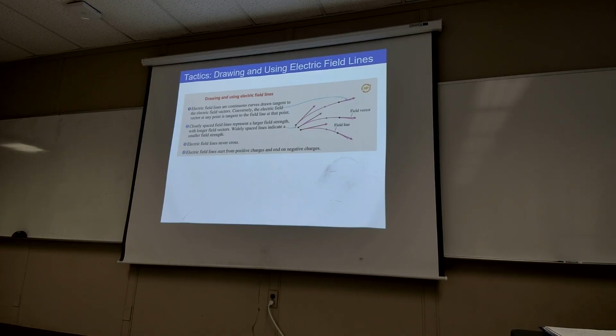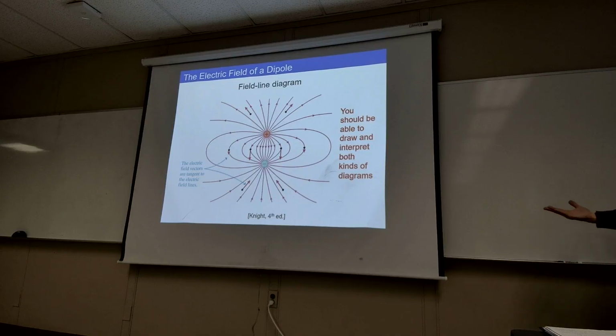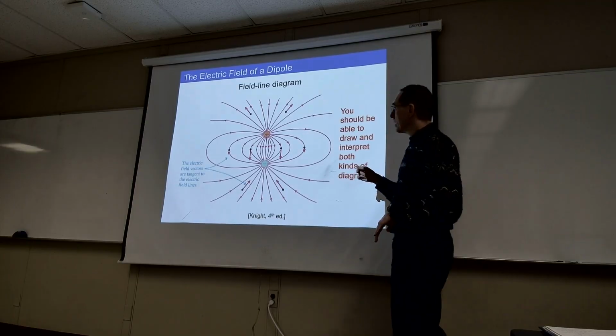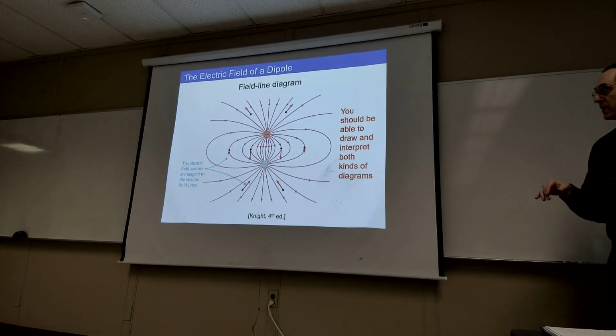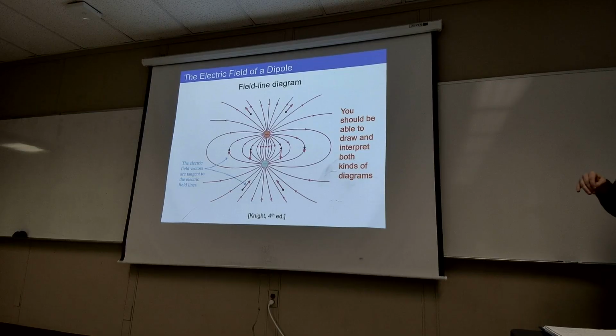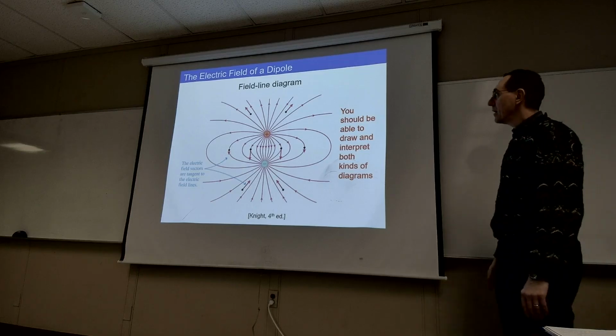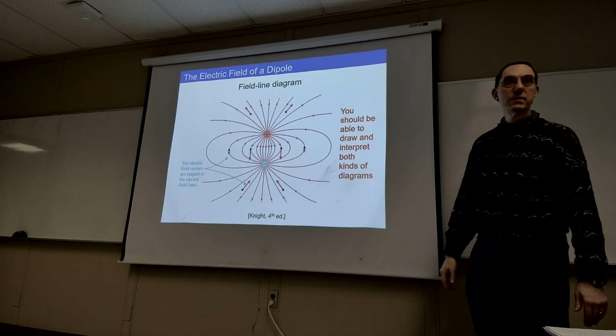So let me show you some examples. Here's the field line diagram corresponding to the dipole that we just talked about. What do you notice about this? What's different, what's the same? Yeah, okay. It still looks mostly like a positive charge on top, a negative charge on bottom. Fair enough. That's a similarity. Any differences you notice?